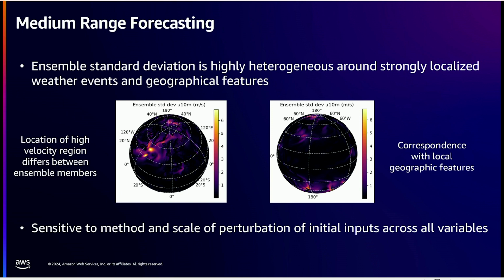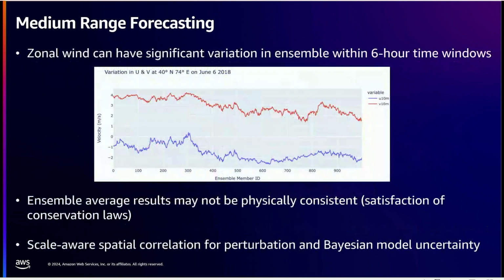So one idea is to also incorporate the local topography, the geography of the regions into these models in order to get more reasonable predictions and more accurate predictions. It's highly sensitive to the method and scale of perturbation, as you can imagine. We use uncorrelated Gaussian random noise, but if you were to use pink noise or some other method, then you might get, and you do get, some other insights from it.